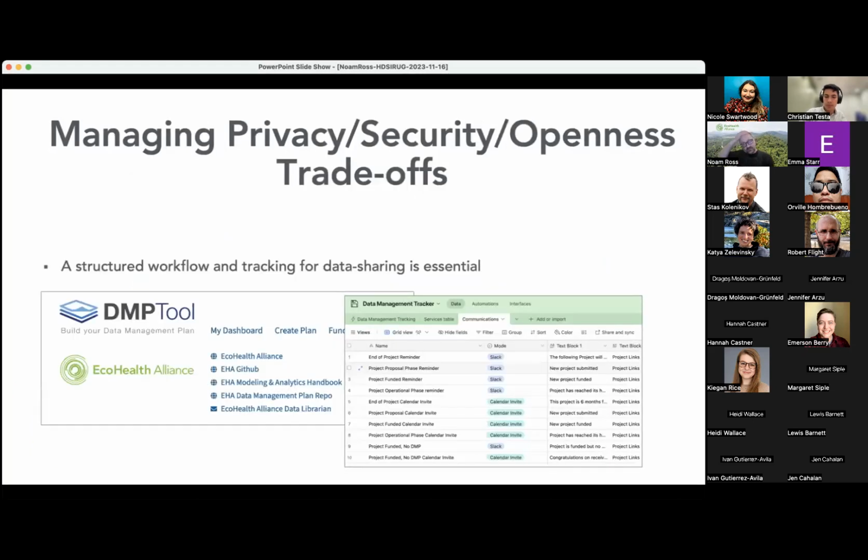One of the other broad themes, in addition to trying to scale up complexity of projects and workflows, is managing the trade-offs between privacy, security, and the openness of the work we do and what we publish. One of the things that we have found incredibly useful for that is a thing called DMP tool, which is a data management planning process support tool.